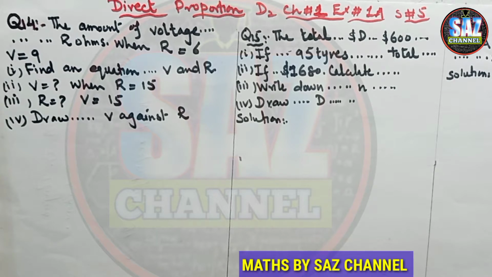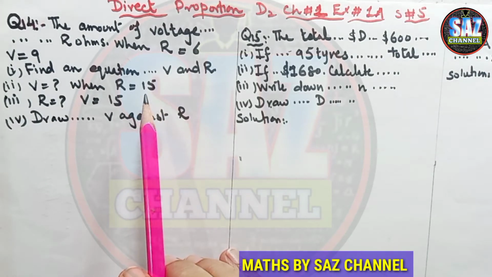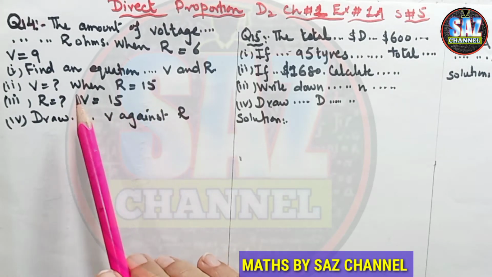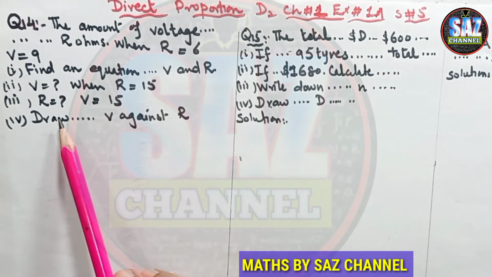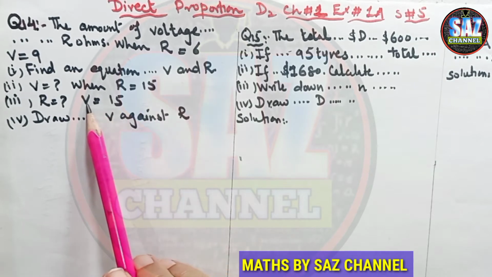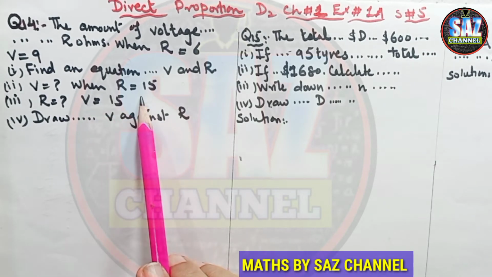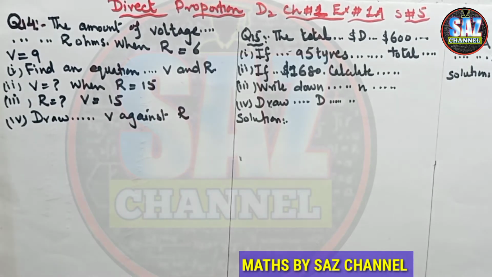The question says the amount of voltage V volts needed to send a fixed amount of current through the wire is directly proportional to its resistance R ohms, where R equals 6 when V equals 9. Find an equation that connects V and R. Find the value of V when R equals 15. Calculate the value of R when V equals 15. And then finally we have to draw the graph of V against R.